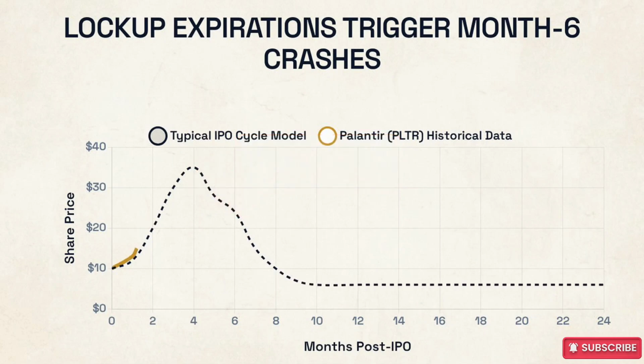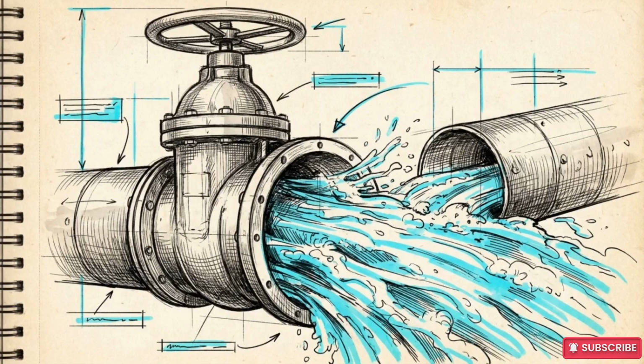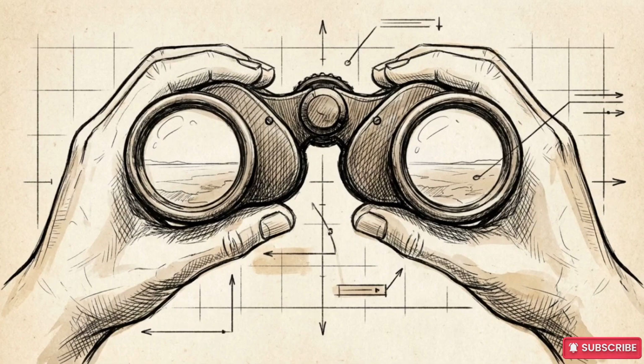Look at the historical data for Palantir. It experienced the identical spike, the lockup crash, and a long flat line before recovery. Rule 2 for your system is to mathematically expect a correction of roughly 50% near the 6th month of trading. By mapping this timeline, you can view the month 6 flush as a predictable mechanical event. This prevents panic selling and keeps you focused on the long-term business case.